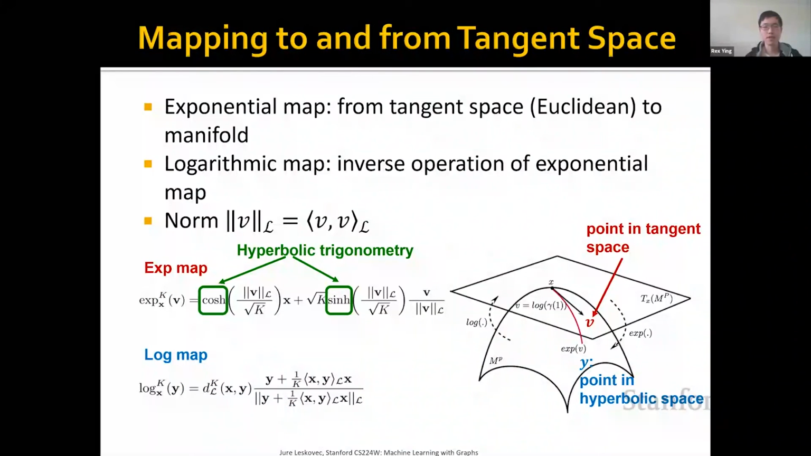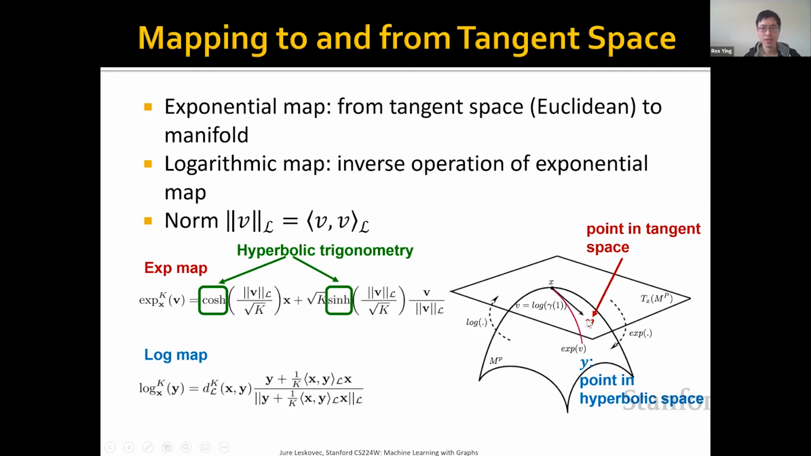Another important concept based on all these definitions is the exponential and logarithmic map. This is a map that lets us go from the tangent space to the manifold and vice versa. The exponential map maps any point in the Euclidean tangent space to the hyperbolic manifold, and the logarithmic map maps from the manifold back to the Euclidean tangent space. Here is a visualization, and we use the norm to represent the inner product between two points using this special Minkowski inner product definition.